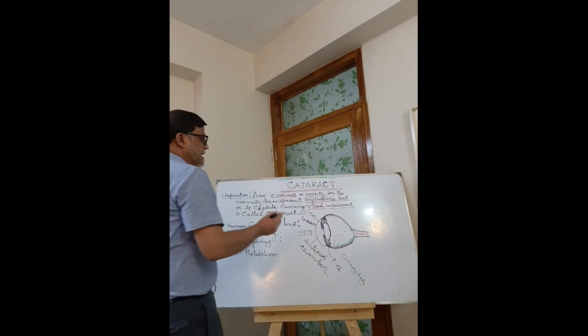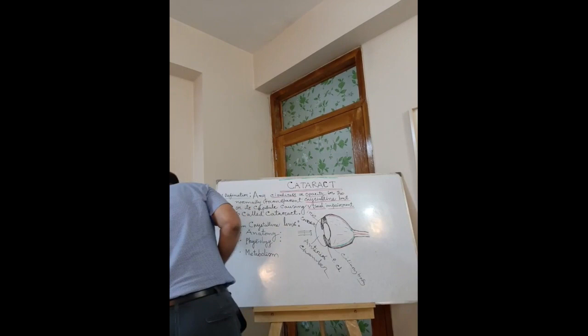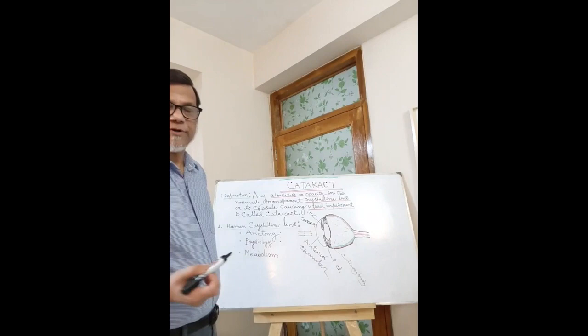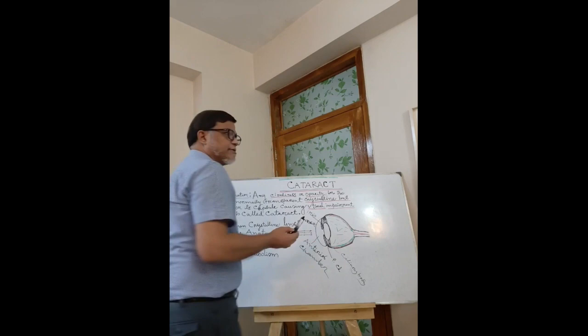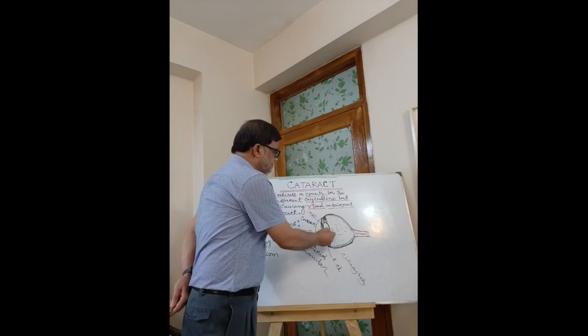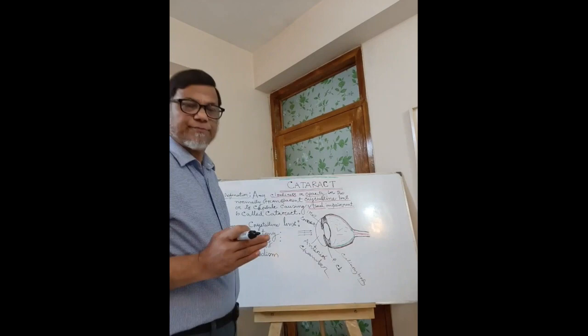It lies behind the iris and in front of the vitreous body. This is vitreous, this is lens, and behind this is the iris. So it lies behind the lens, behind the iris, and in front of the vitreous. And it is suspended by the suspensory ligament of Zinn, or zonule. You can say zonule of Zinn.